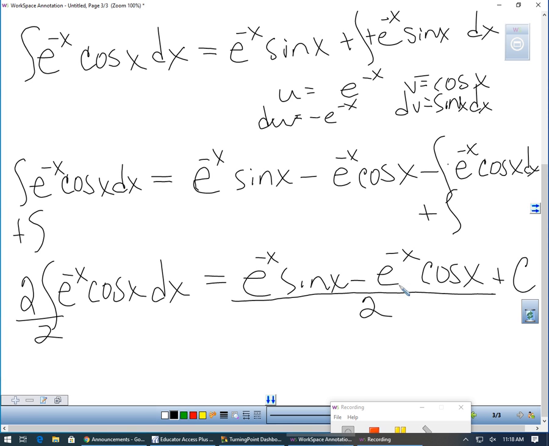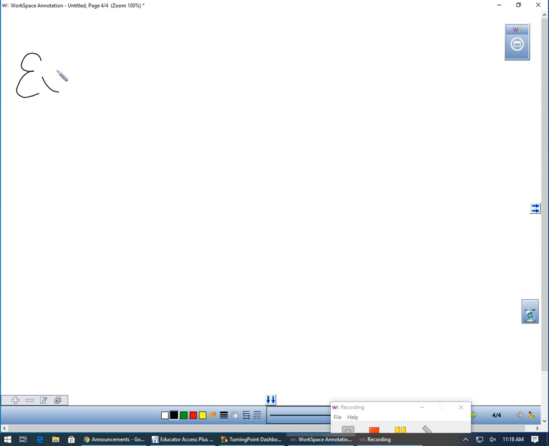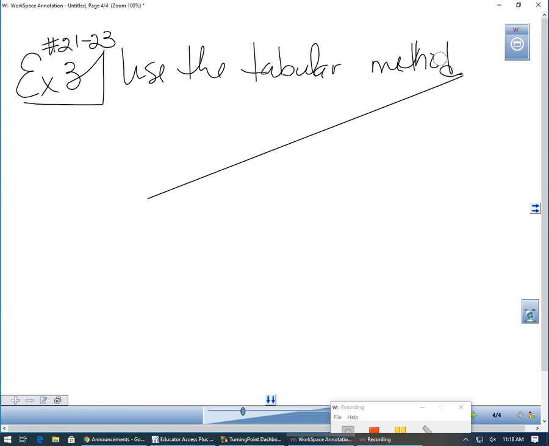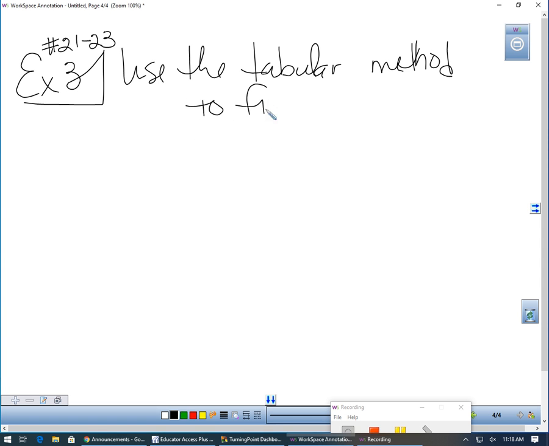Alright, example number 3. I only have 2 examples to go. Example 3. This is from numbers 21 through 23. And this one says to use the tabular method to find the antiderivative.